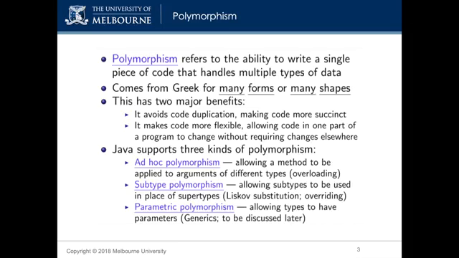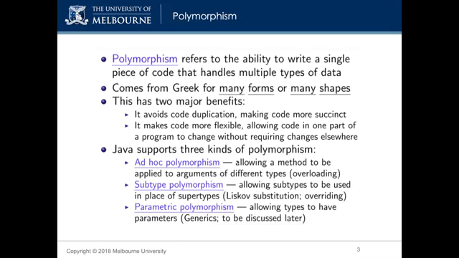Now, Java supports three kinds of polymorphism. Ad hoc polymorphism is something that we've already covered, which is overloading. If you remember, overloading is where you can change the signature of a method to allow Java to utilize the same command using different data types. It's a very, very useful function to have.